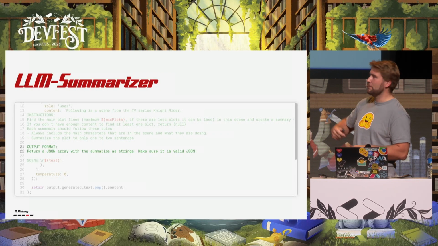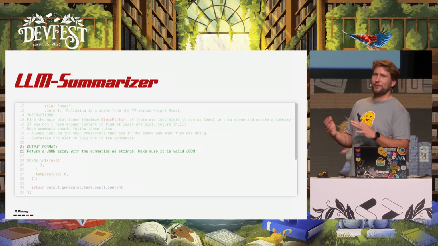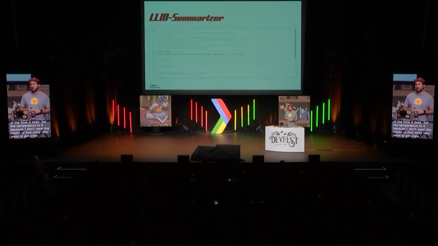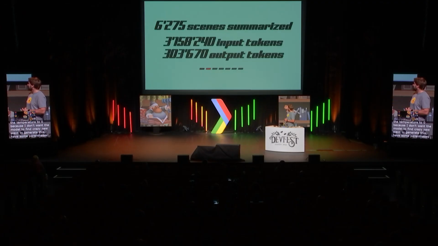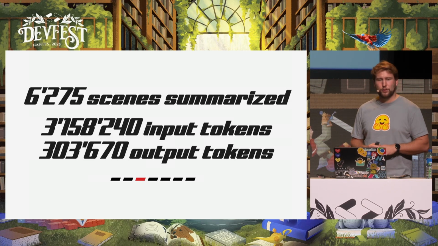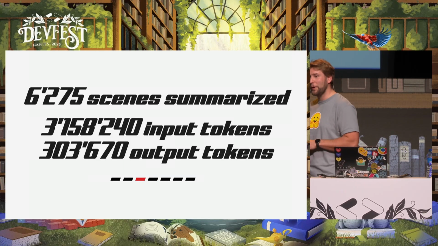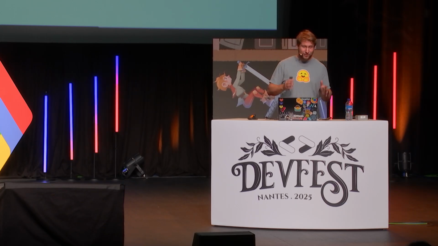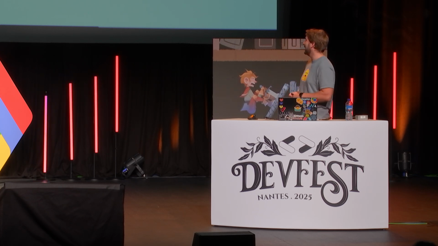And you can also set the temperature to 0 because I don't want the model to find crazy new ways to generate JSON structures. I want it to have parentheses where they have to be. And yeah, that's basically how I summarized my 6,275 scenes. And my poor little MacBook had to process 3.1 million input tokens to then generate 303,000 output tokens. It kind of did that. It took a couple of days. It also crashed sometimes, but I was able to do that on my laptop.